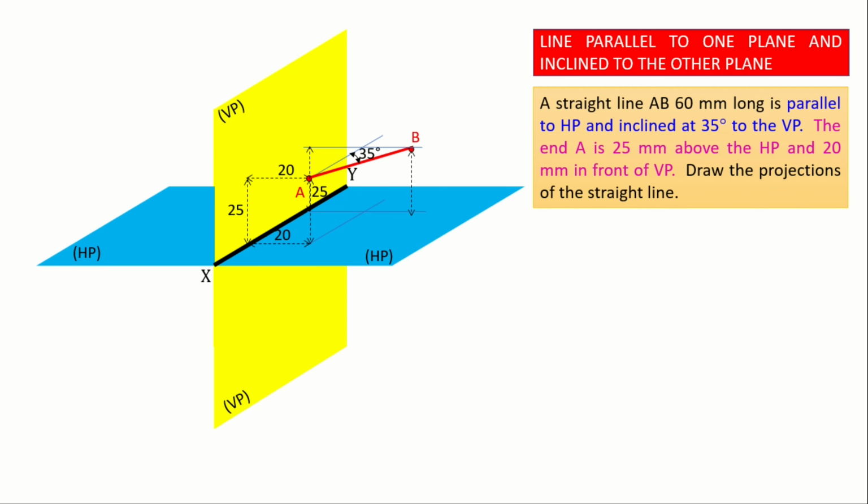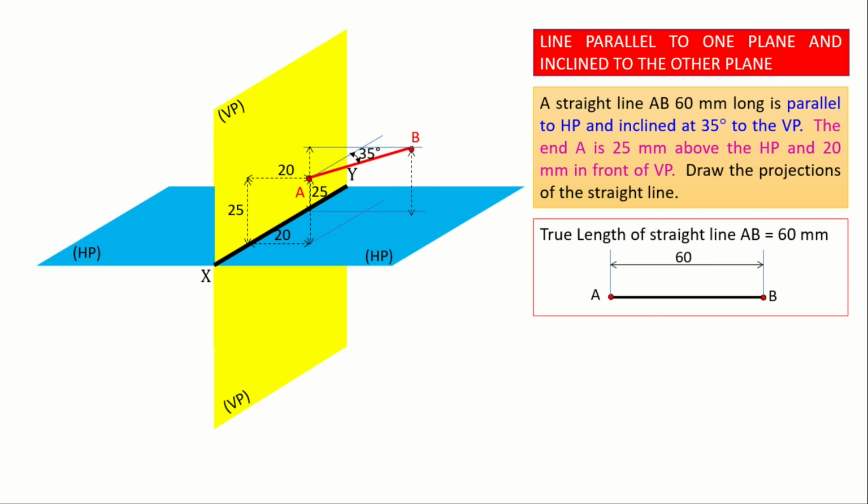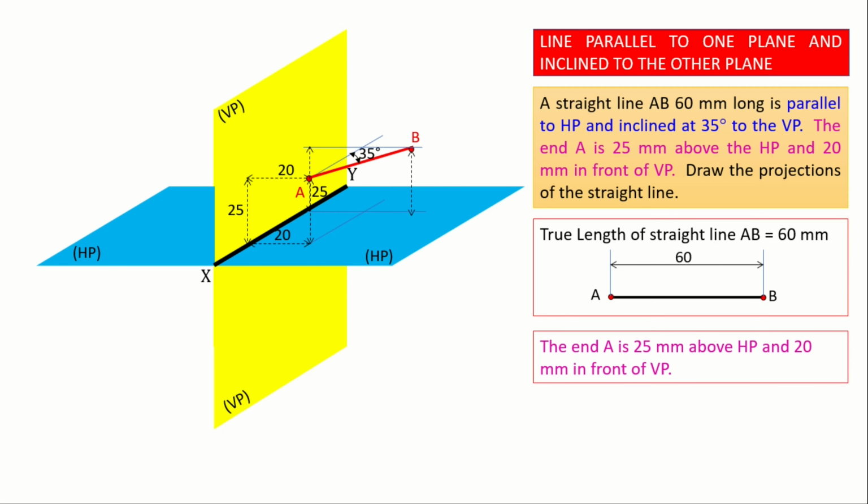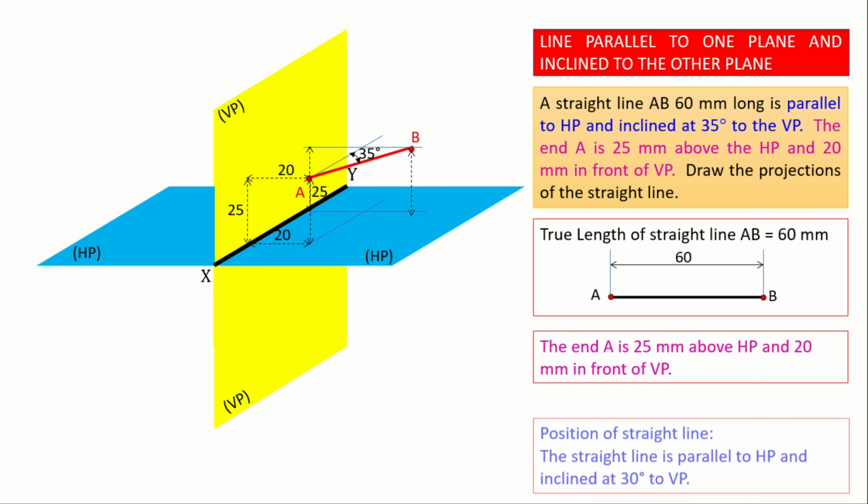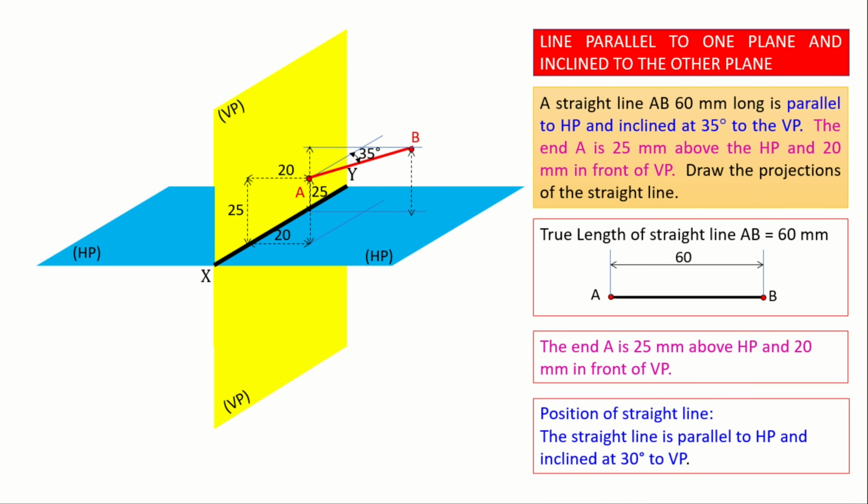Here, the line AB in space is of true length equal to 60 mm. The end A is 25 mm above HP and 20 mm in front of VP. The position of the straight line is the straight line is parallel to HP and inclined at 35 degrees to VP. The top view of the line AB is seen on HP.